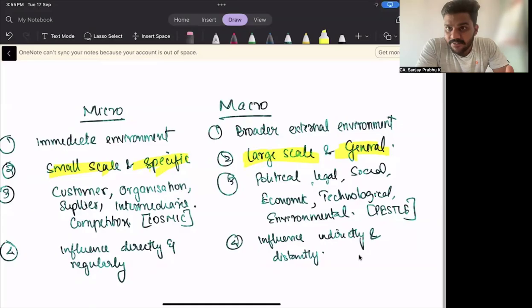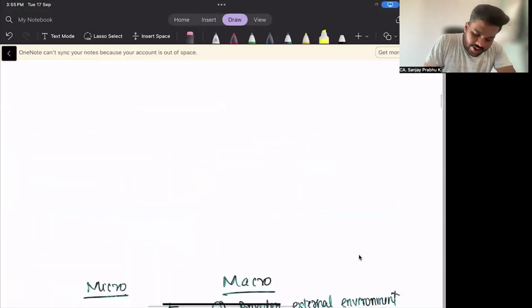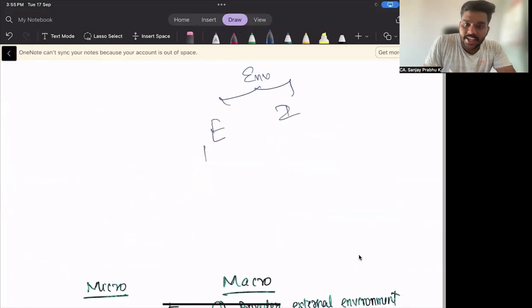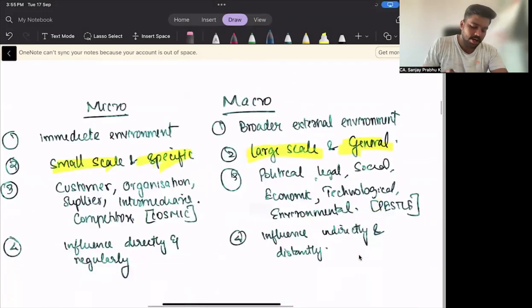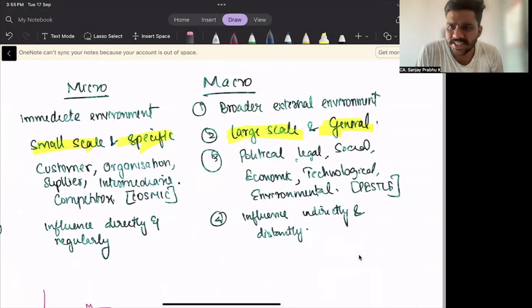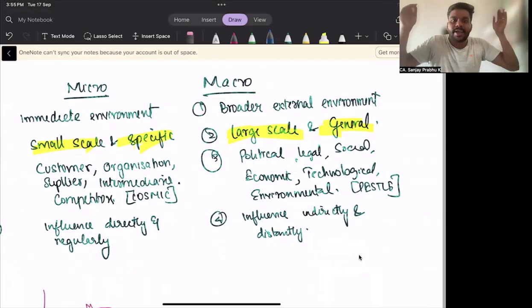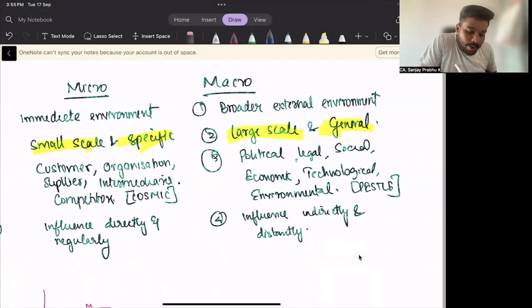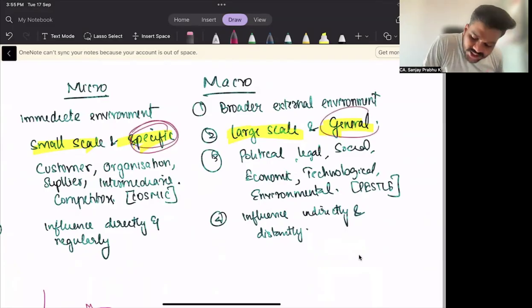So external environment and internal environment. See, environment രണ്ട് ടൈപ്പ് ഉണ്ട്. ഒന്ന് എക്സ്റ്റേണൽ, ഒന്ന് ഇന്റേണൽ. ഈ എക്സ്റ്റേണൽ രണ്ട് ടൈപ്പ് ഉണ്ട്, മാക്രോ ആൻഡ് micro. So what is the difference between macro and micro? I think you have already learned this in your school days. So macro means broader one. Micro means immediate environment. Micro specific, macro general.